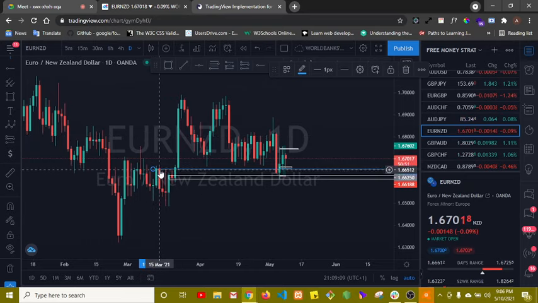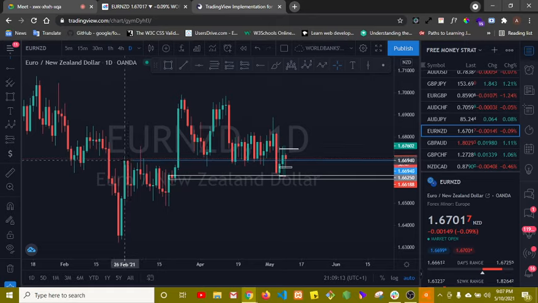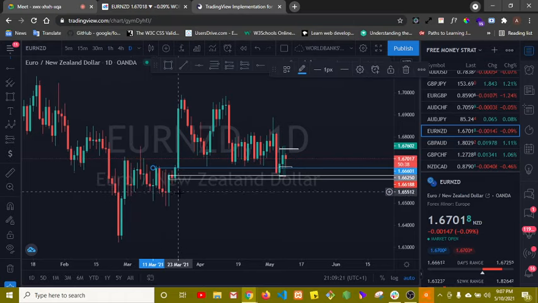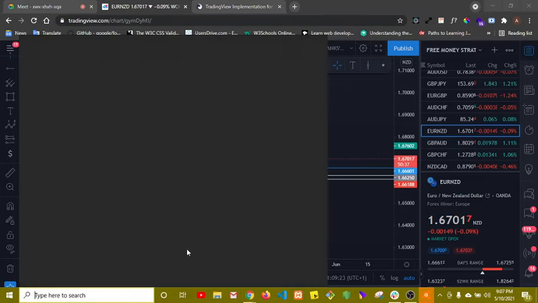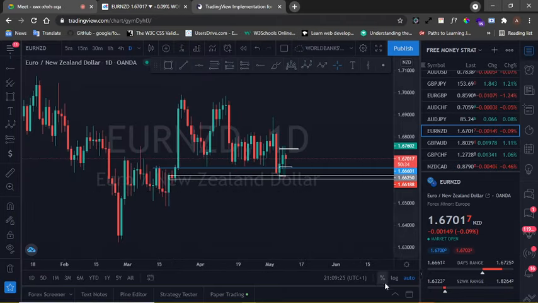So this is a break of structure because there's a resistance here. There's another break of structure here too because there's another resistance here again. So I believe you guys should understand what I mean by break of structure now. Let me break that down.